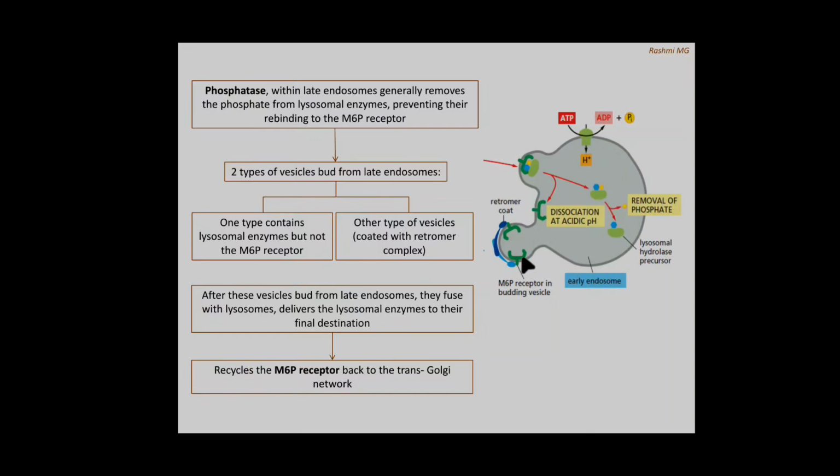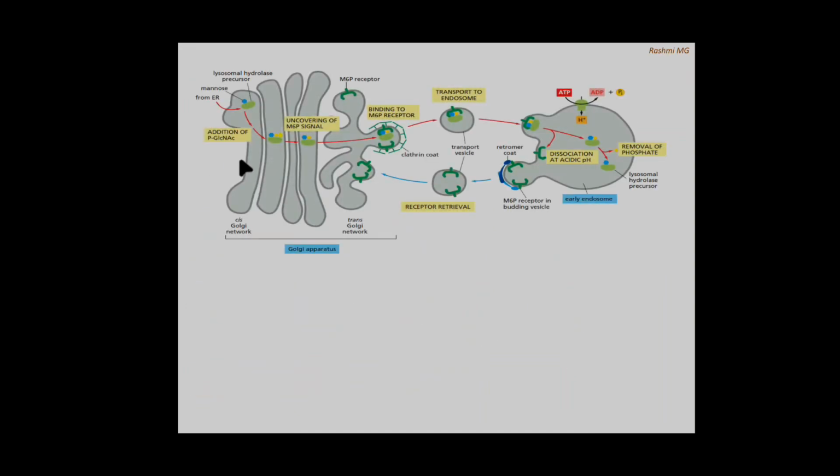And here, what is the fate of the M6P receptor? The M6P receptor returns back to the trans-Golgi network to bring another set of enzymes into the endosome. So this is the transport of proteins which are destined to the lysosome. You can see the summary.